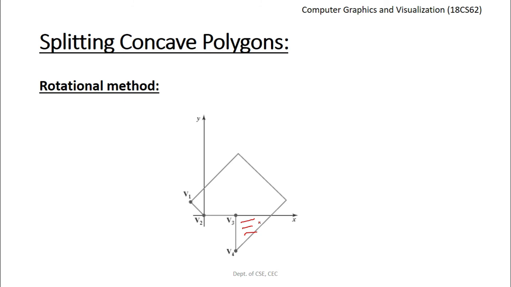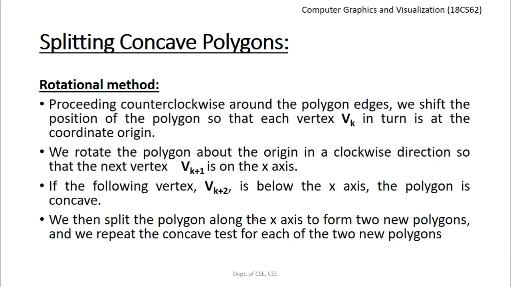We place vertex v2 on the origin and vertex v3 along the x-axis. Then we find that the vertex v4 is lying below the x-axis, and whatever part of the polygon is lying below the x-axis, we need to split the polygon there. We repeat it until no concave polygons exist. This is called the rotational method.